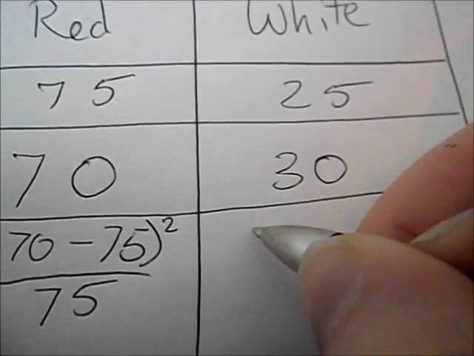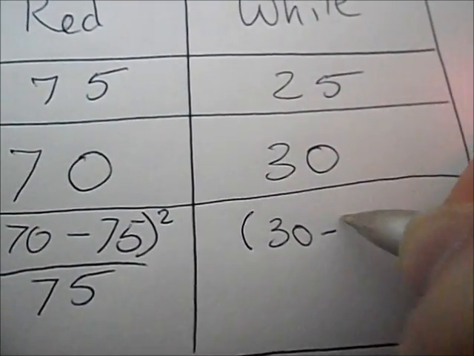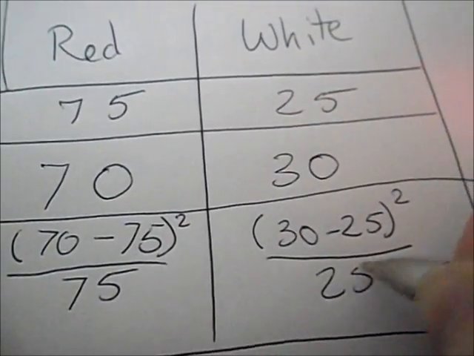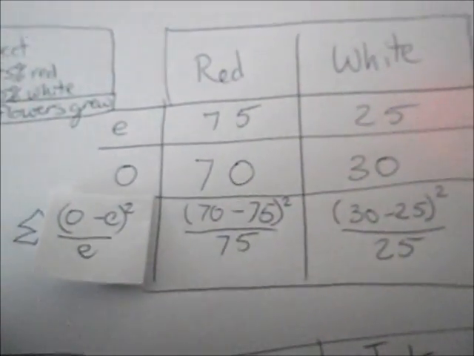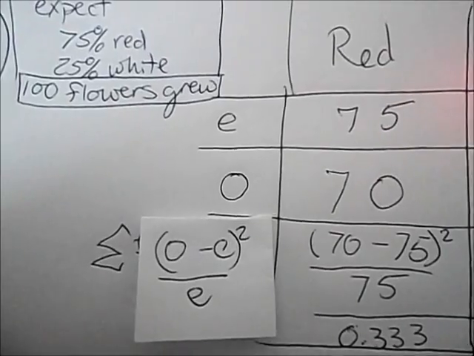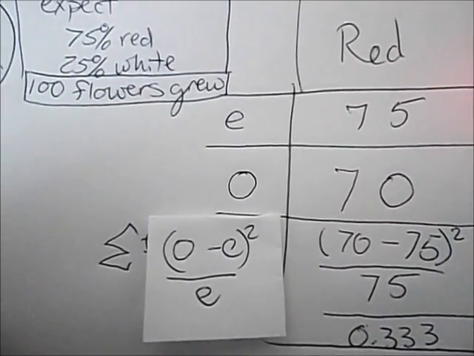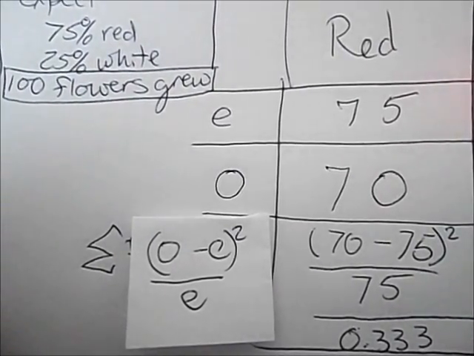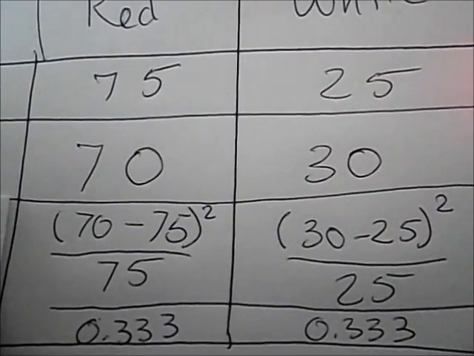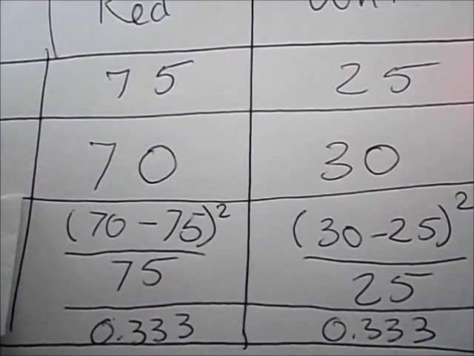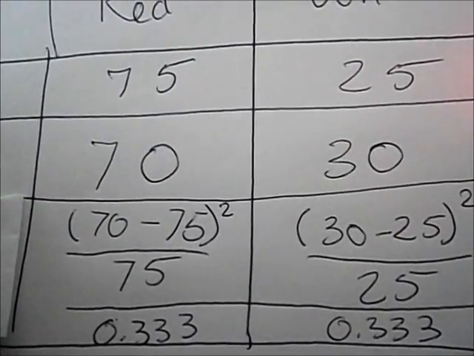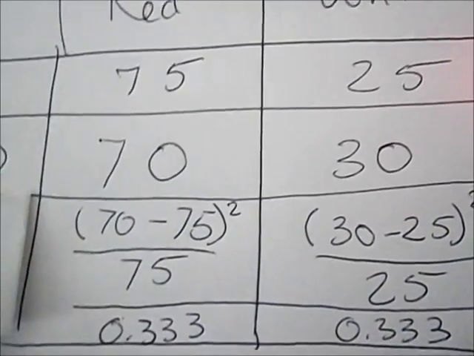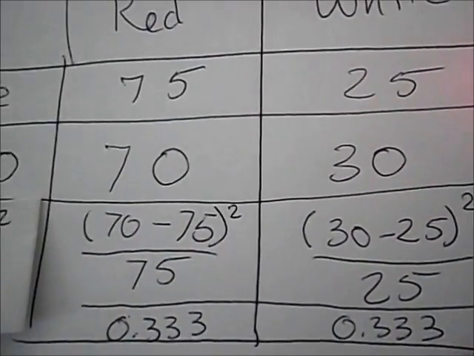Let's take a look at white. What we observed was 30. What we expected was 25. You can square that, and divide by what we expected. What we're going to have to do is add those values up. Once we do the math, 70 minus 75 is 5. Square that, that's 25. 25 divided by 75, and we get 0.333. When we do the math for the white flowers, we also end up with 0.333. This is basically how far off we are from what we've expected for those groups. What we need to do to figure out our chi-squared value is add these two together.